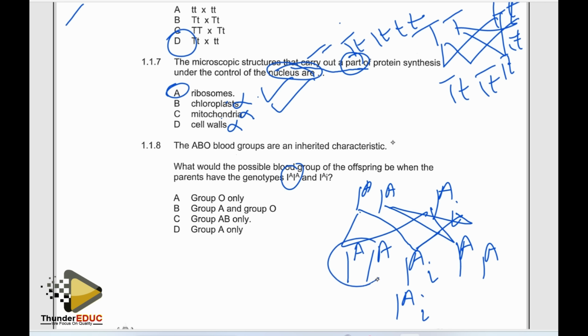So I have to look for what is A only. So the answer becomes D. So D becomes the most correct answer. We go to the next question.